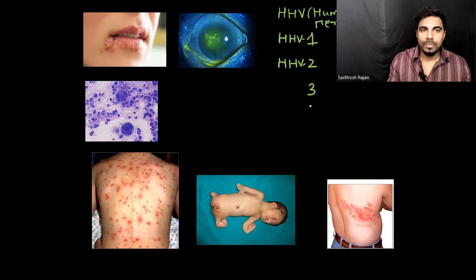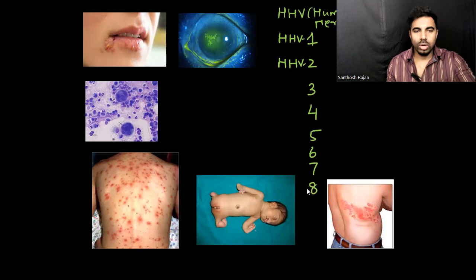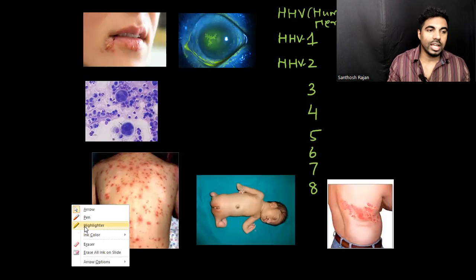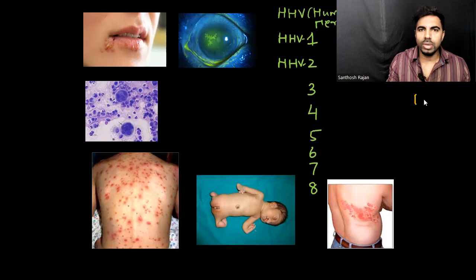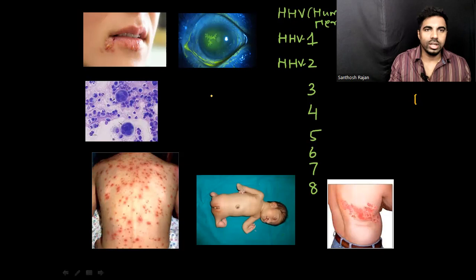HHV3, 4, 5, 6, 7, and 8. Okay, we have many types. So let's discuss each one now, because questions can be asked, since these are the DNA viruses. In DNA viruses, if you remember, I'm going to write it here.